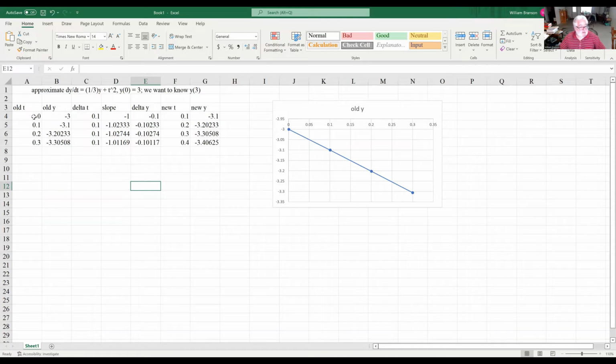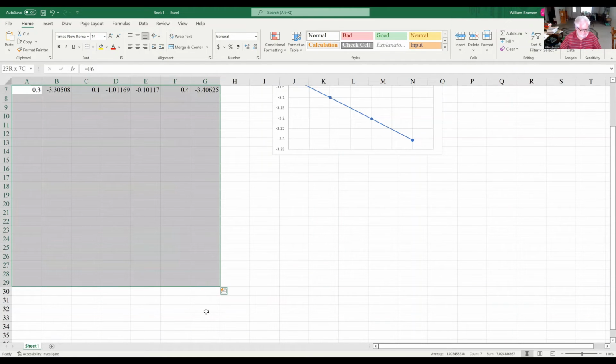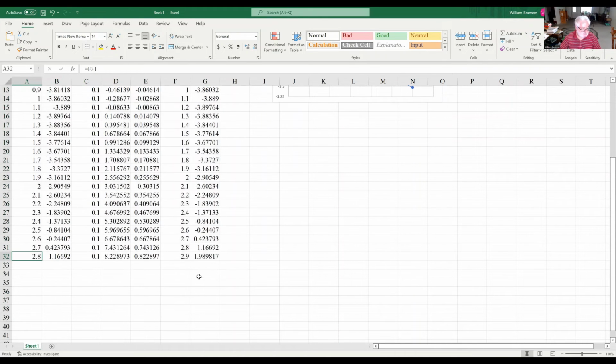But we only went from 0 to 0.3 now, right? Because we did 3 steps of length 0.1. So instead of going from 0 all the way to 3, we went from 0 to 0.3. So how many would we need to do to get all the way out to 3? So we need about 30. So let's go down to, I don't know, about here. Say here, Control D, 2.8, 2 more will get us to 30. There, so now we've got down to t equals 3.